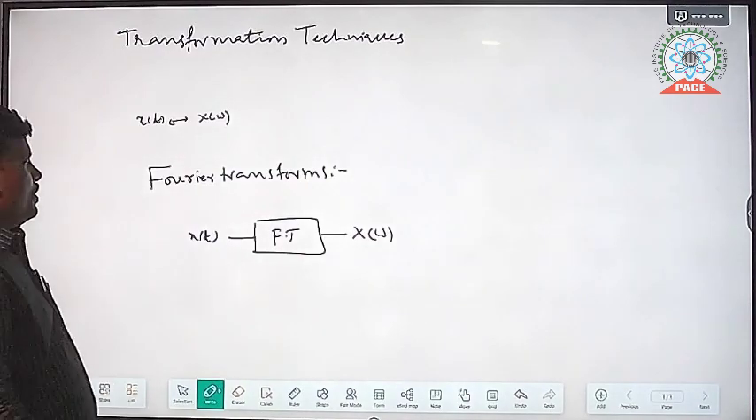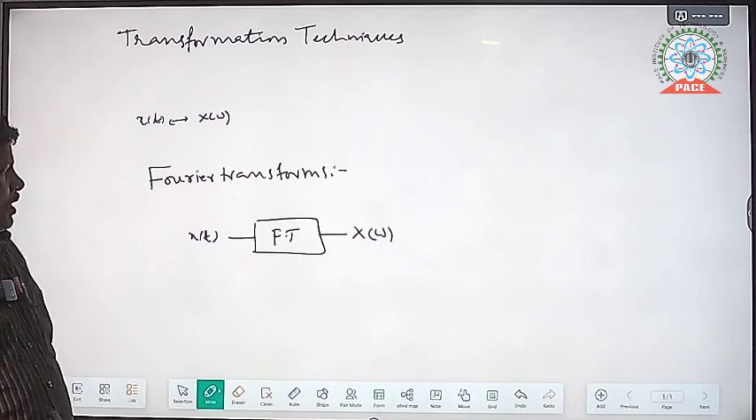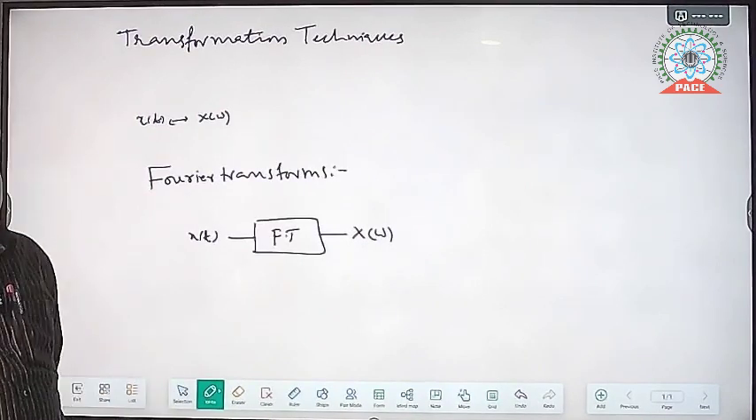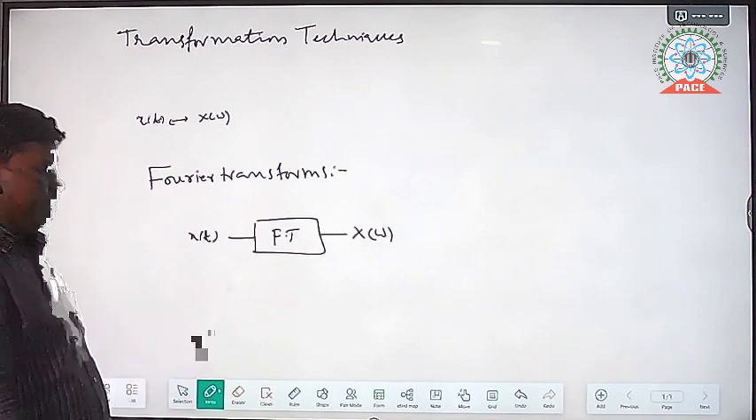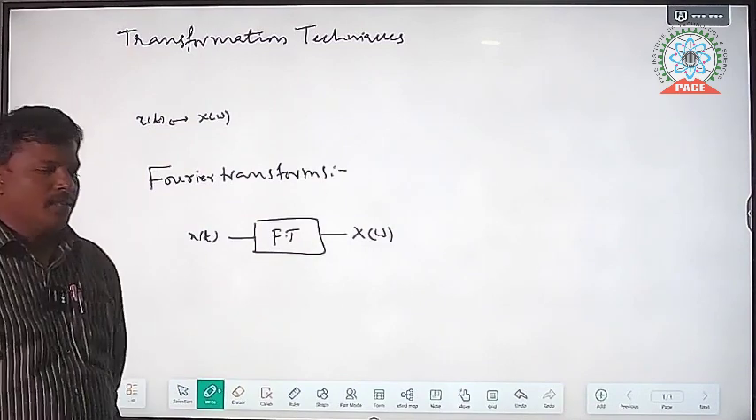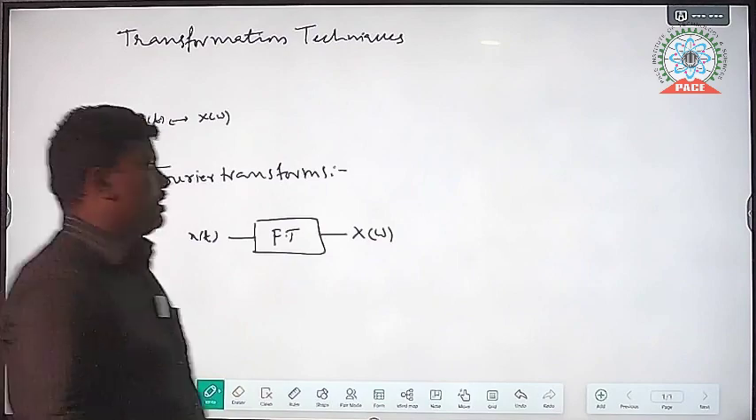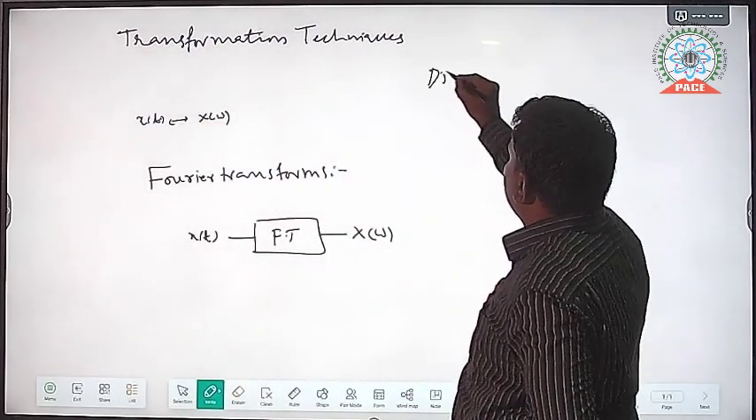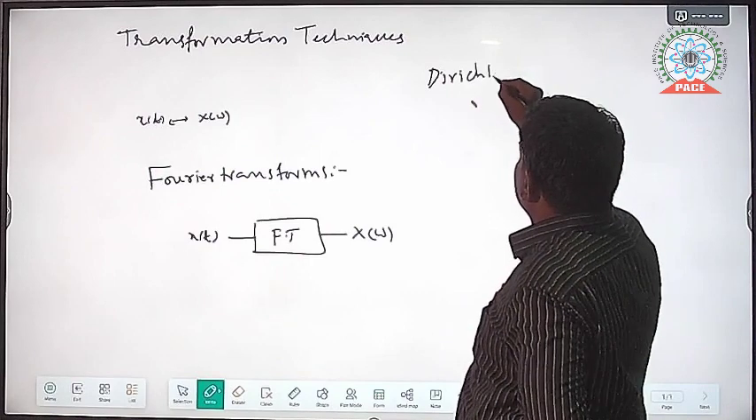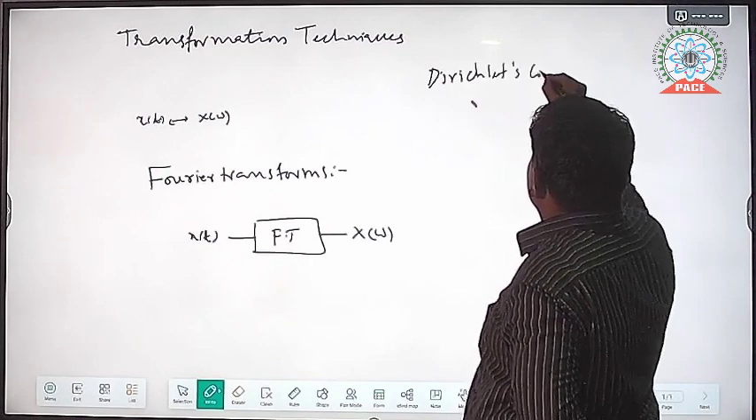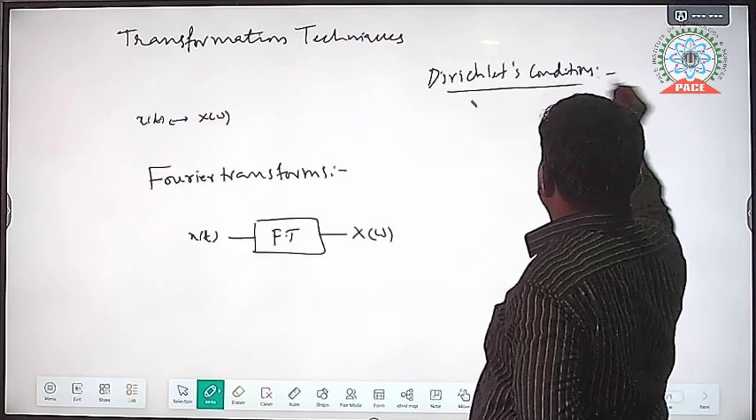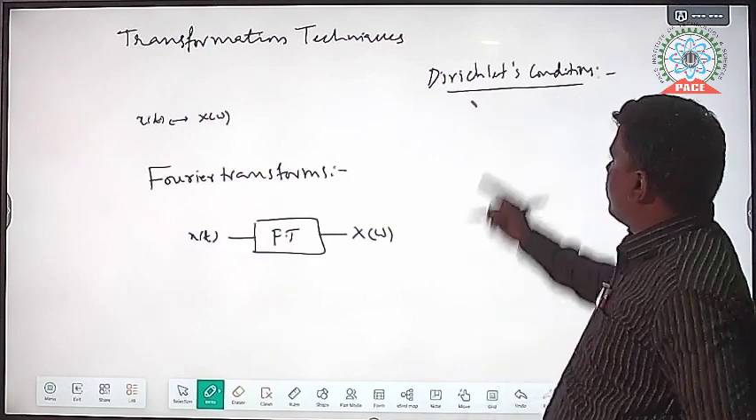Which signals are applicable for this transform? Not all time domain signals can be converted to the frequency domain. There are some conditions, and those conditions are Dirichlet's conditions. The x of t signal must follow Dirichlet's conditions.